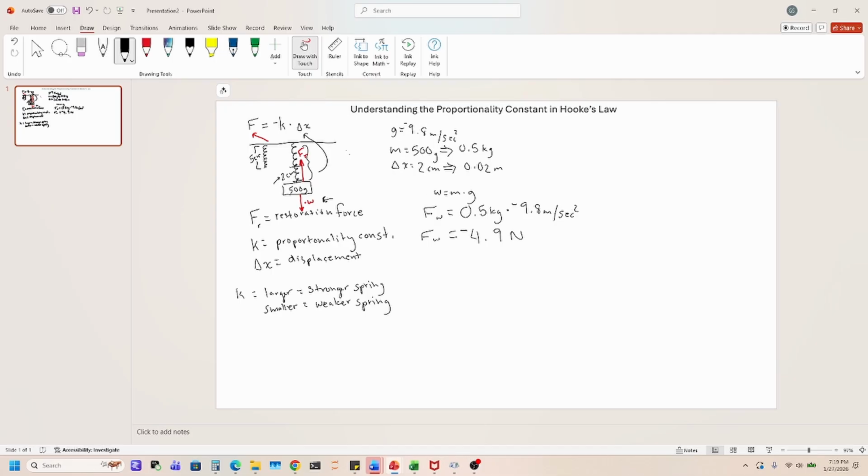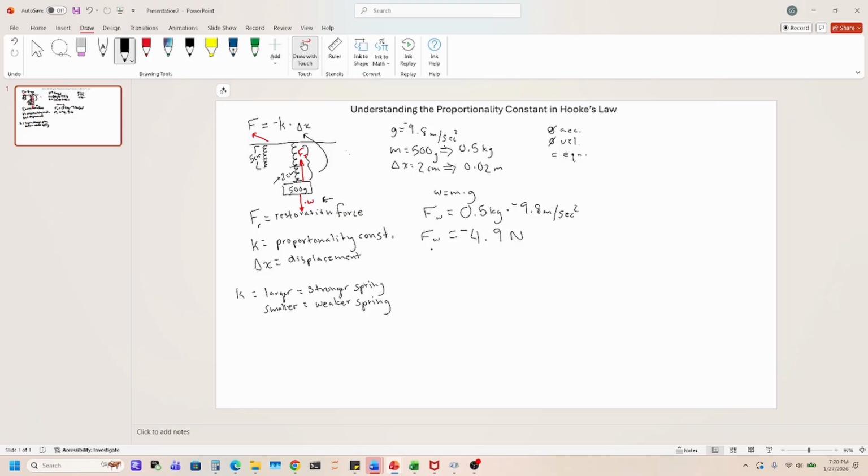Okay, we know that there's no acceleration, and then there's no velocity happening once this weight stabilizes. And so we're at a point of equilibrium once the weight has been added to the spring. So it's going to stay stretched out that extra 2 centimeters and just stay still at that point.